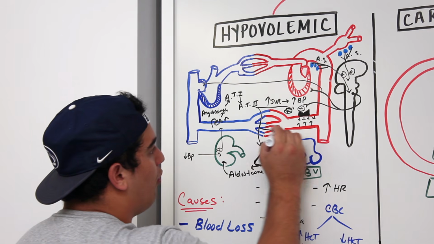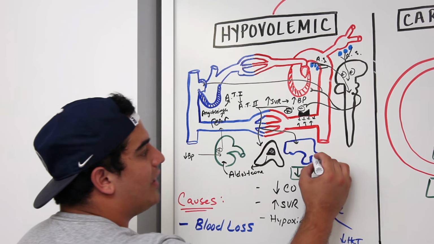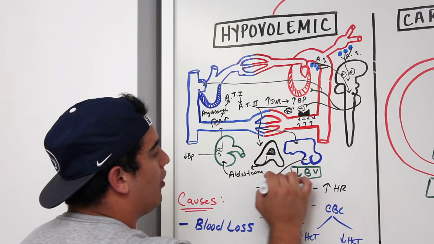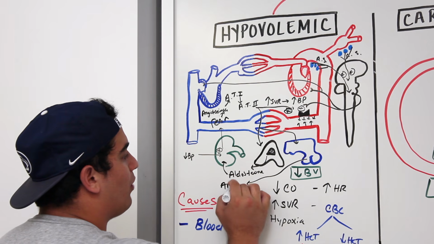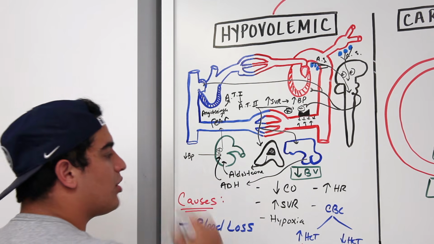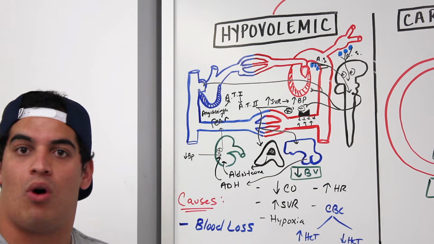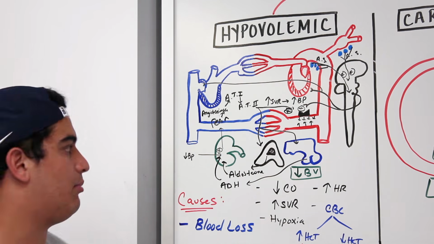It also came over here to the pituitary gland and stimulated the release of another hormone, and this hormone was called the antidiuretic hormone. The antidiuretic hormone also went to the kidney and increased the reabsorption of water to increase the blood volume and increase the blood pressure.